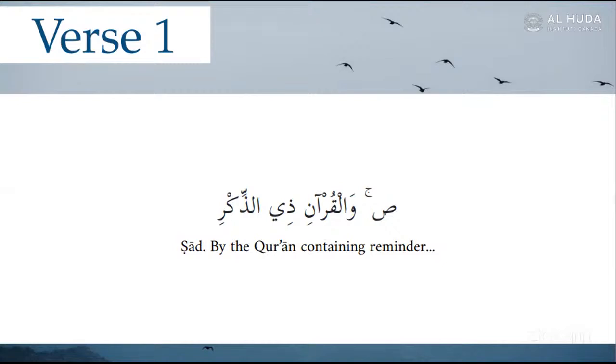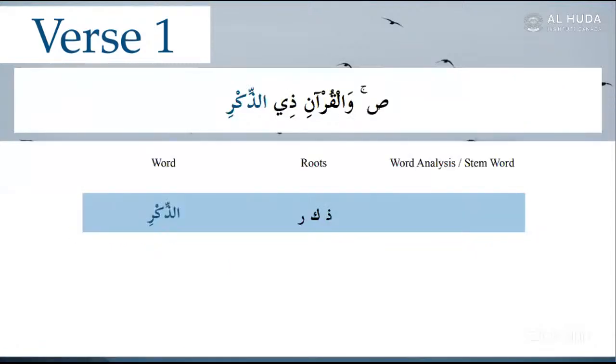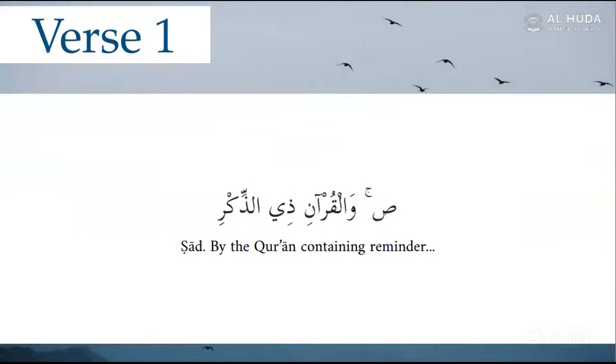Okay? And we learn in Surah Al-Qamar also that this statement is reiterated. وَلَقَدْ يَسَّرْنَا الْقُرْآنَ لِلذِّكْرِ فَهَلْ مِن مُدَّكِرٍ. Then thirdly, this dhikr meaning dhikr in the sense of mention.